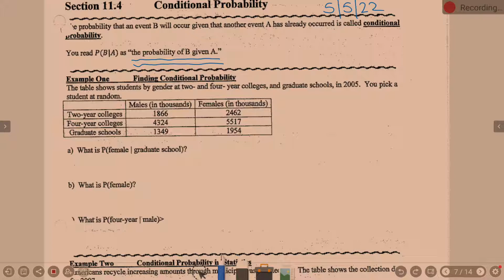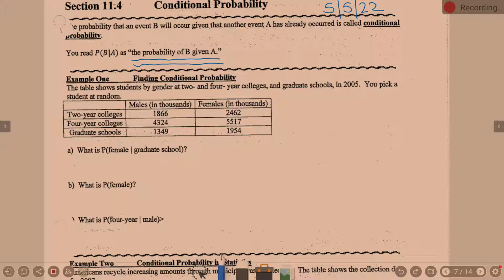Example A says, what is the probability of selecting a female given that she is in graduate school? I'm trying to think how to read that properly. What is the probability of selecting a female given that she's in graduate school? I'm trying to think if there's a better way to say that.